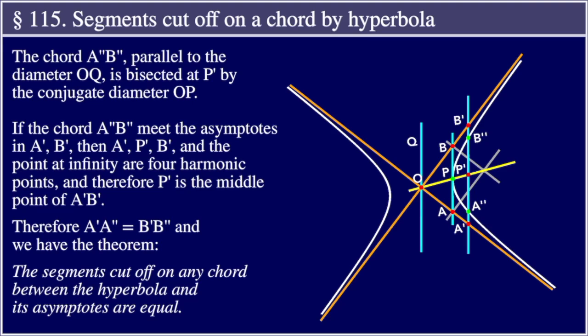Section 115. The chord A'' B'' parallel to the diameter OQ is bisected at P' by the conjugate diameter OP. If the chord A'' B'' meets the asymptotes at A' and B', then A', P', B' and the point at infinity are four harmonic points, and therefore P' is the middle point of A' B'. Therefore, A' A'' is equal to B' B'', and we have the theorem: the segments cut off on any chord between the hyperbola and its asymptotes are equal.